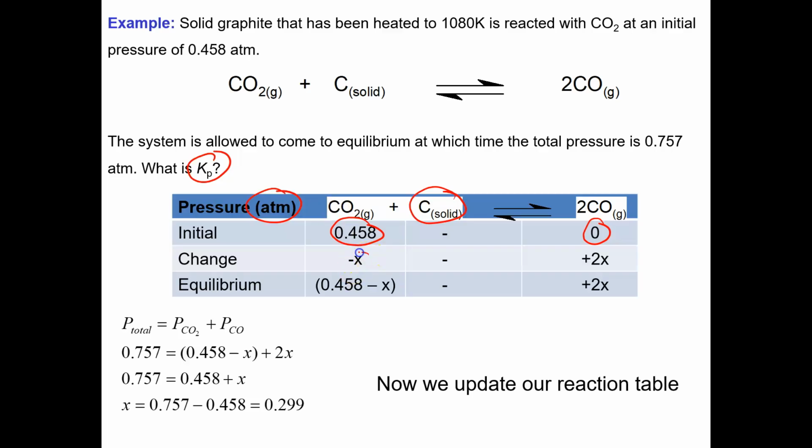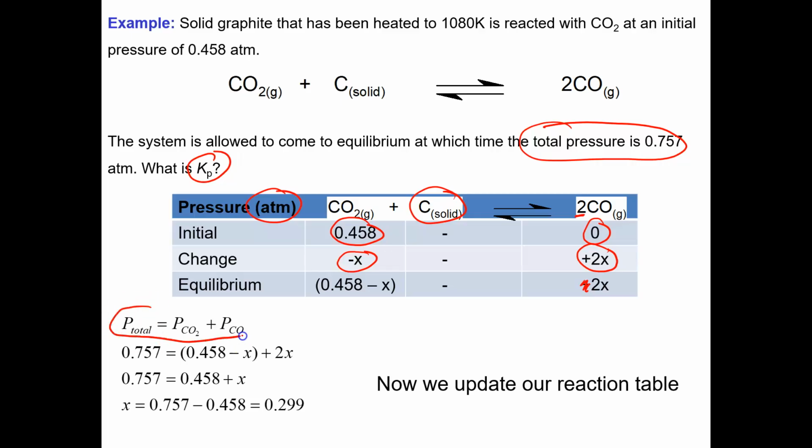That means that the CO2 will go down by some amount x, and the CO will go up by some amount 2x. I know this because for every 1 CO2 that is consumed, 2 COs are produced. So when the system comes to equilibrium, I will have 0.458 minus x atm of CO2, and I will have 2x atm of CO.